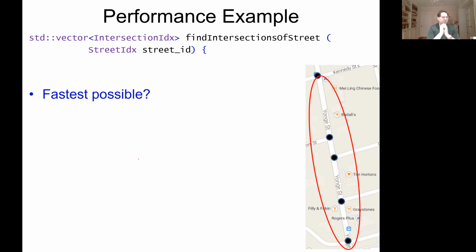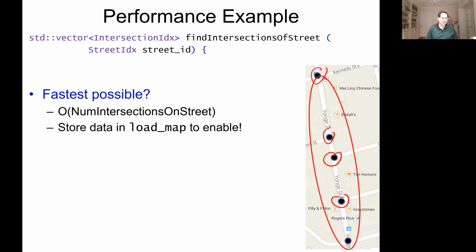But in load map, you can load additional data. So by pre-computing something, there are a bunch of different things you could do, but the fastest possible you could do is you at least have to store all the intersections on the street so that you can return them. If you pre-computed that in load map, you could just return all these intersections. So the fastest possible would be order number of intersections on the street. Now that means load map did some more work, but we don't really care about that.